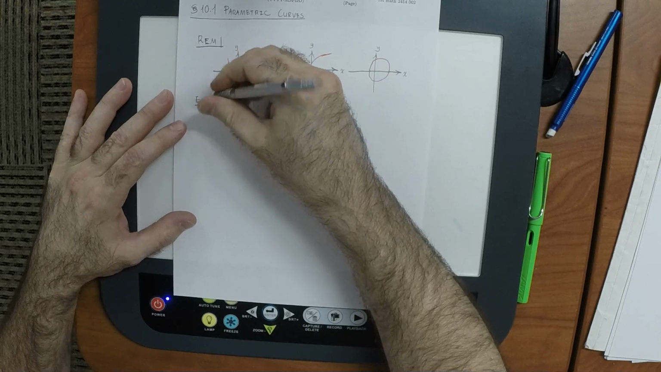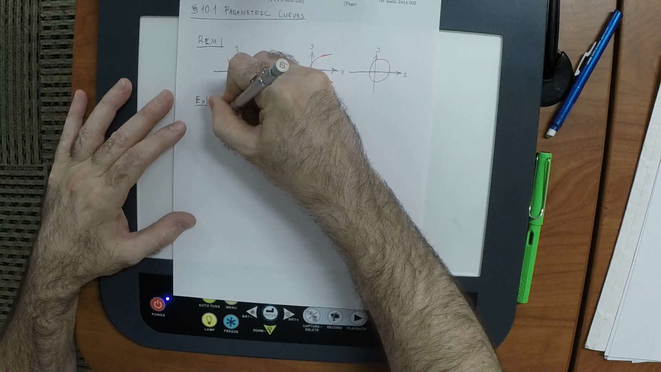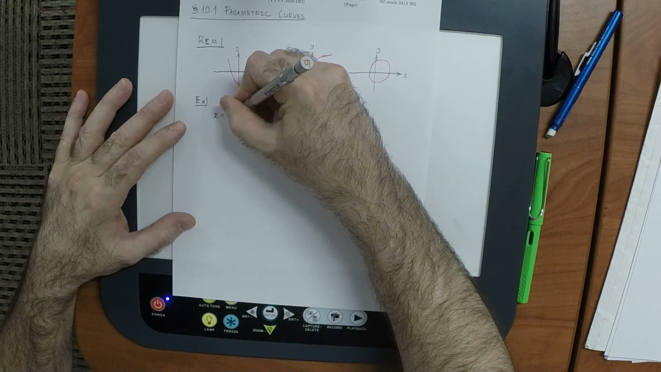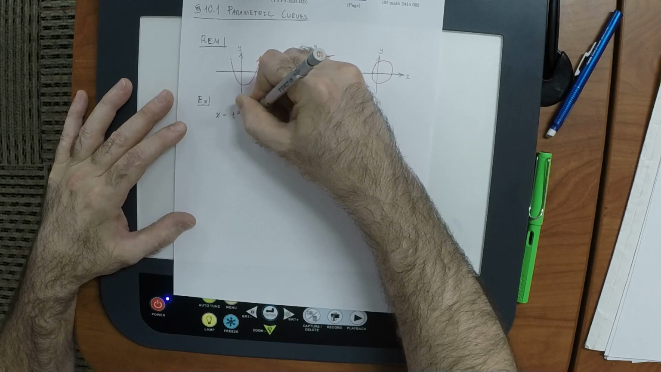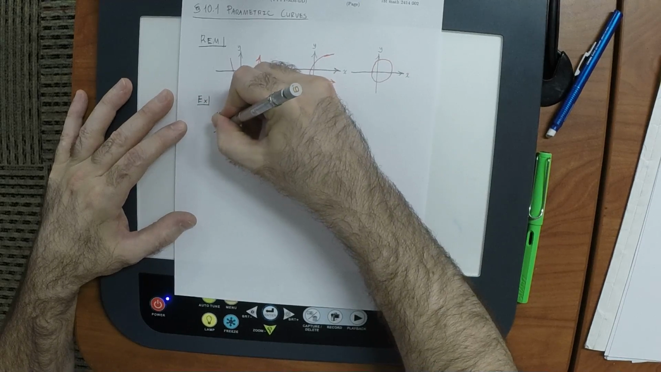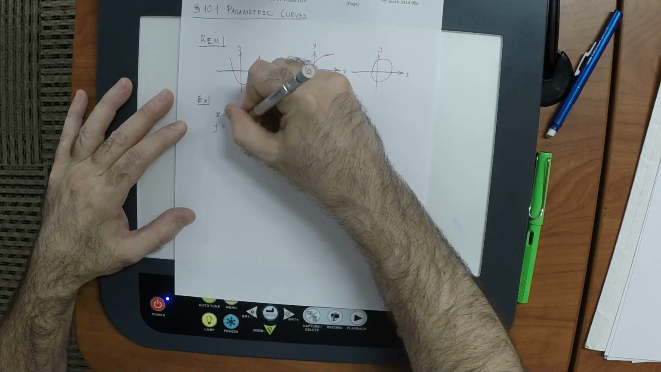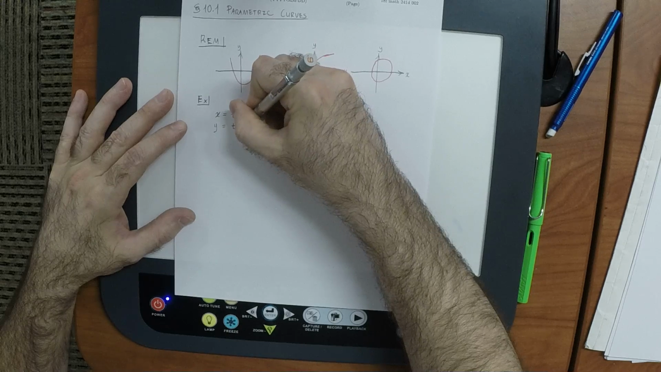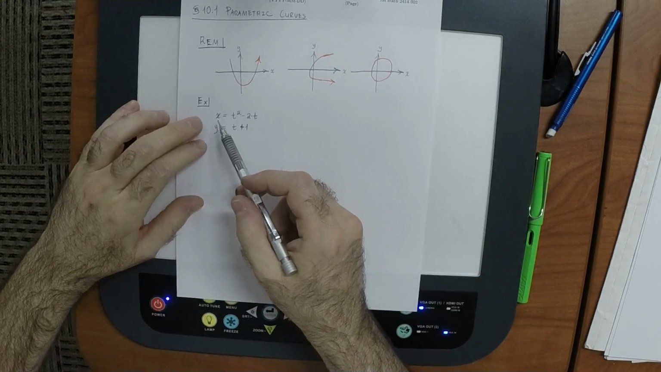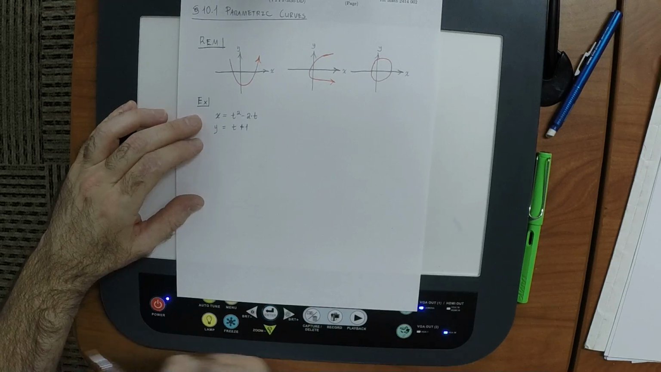So suppose that we say x is some function of t, and it's going to be t squared minus 2t. And moreover, y is going to be t plus 1. Okay, so we've got an x and we've got a y, but we also have this third variable t.